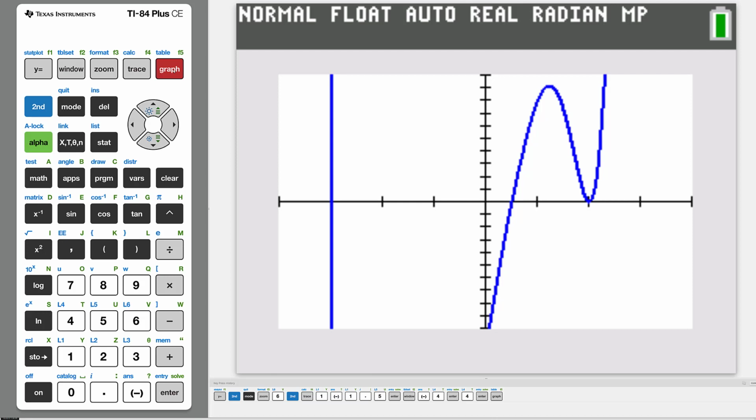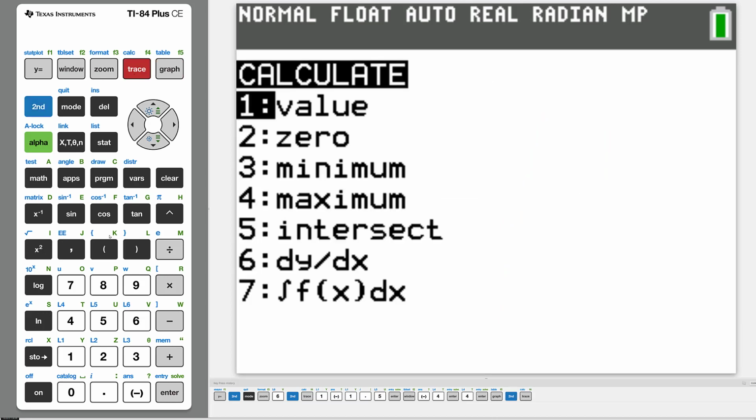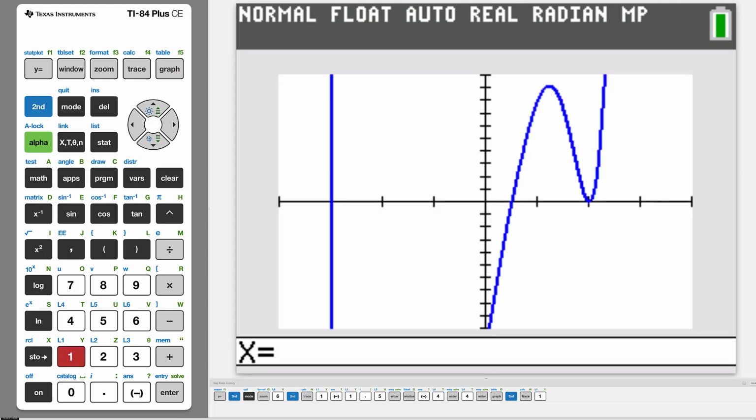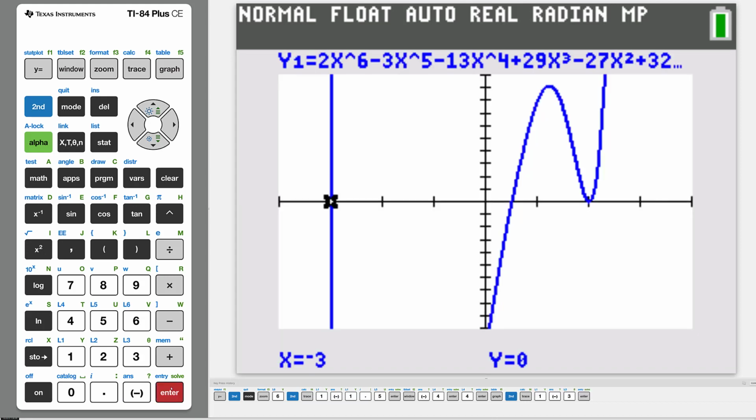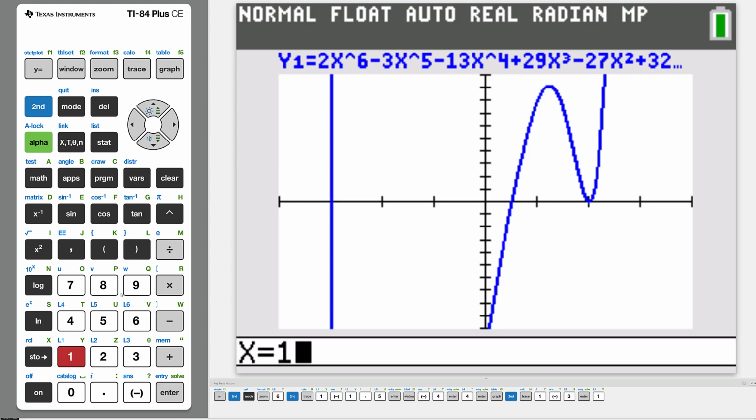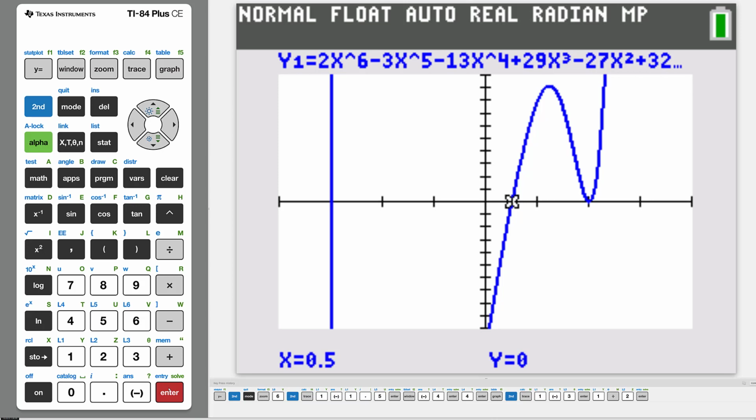One of them looks to be at negative 3. Let's verify that. And it is. Another one looks like it's at positive 1/2. It is always tricky to read fractions, but that's why we have a calculator. And so I'm going to put in 1/2 and see what that kicks out. And that is a root as well.